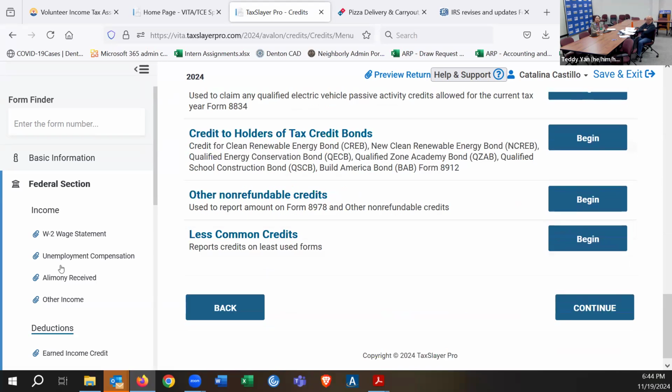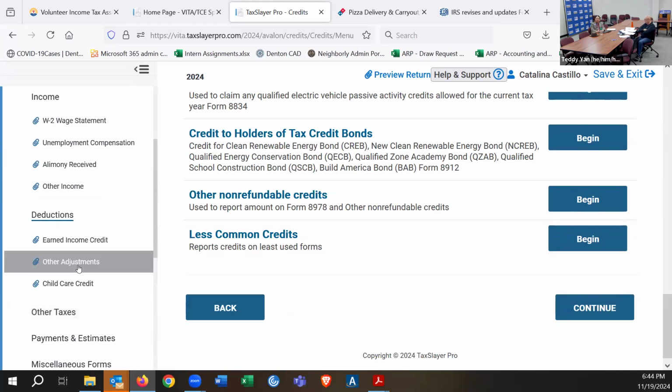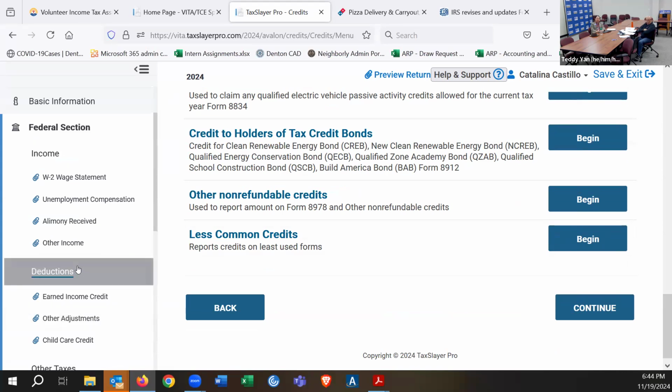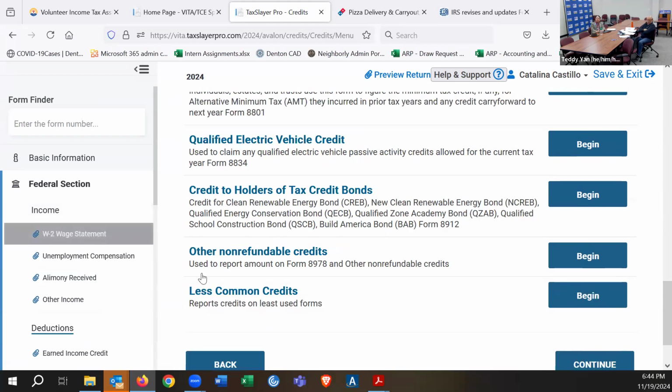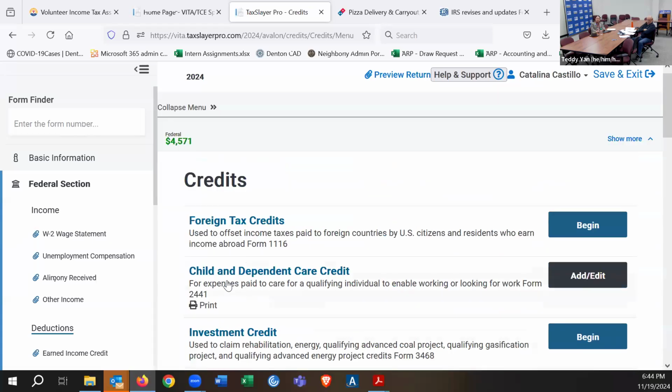That's how to enter child and dependent care expenses. I don't think it's calculated correctly right now. Or I have this misconfigured to where I didn't give her enough income, or maybe I gave her too much income. But if you follow those steps, you will enter child and dependent care credit correctly. Any questions about that credit?